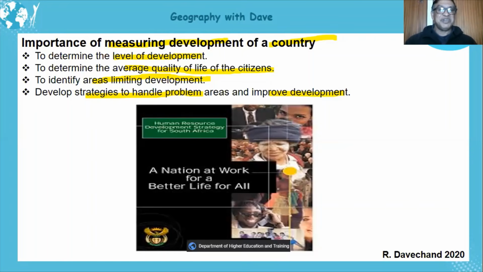Can you see here it talks about human resource development? That's a big thing, eh? We tend to focus on other things like infrastructure, which is important, but we need to develop our human resource, develop our people. That is very, very important. We can have the technology, but we need to develop the people to use the technology also.